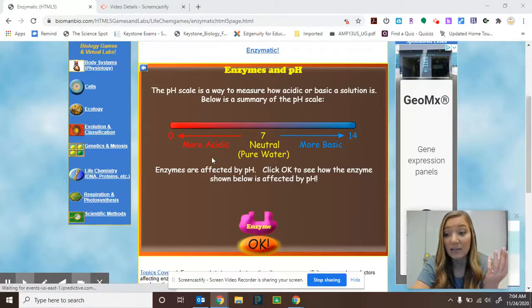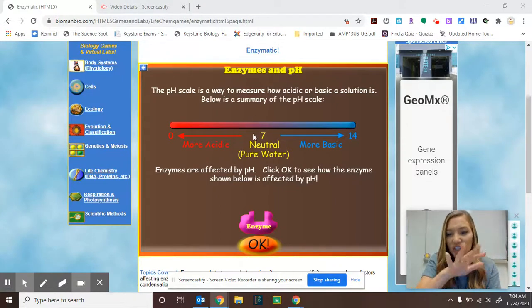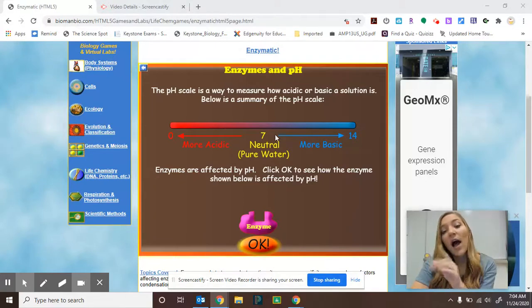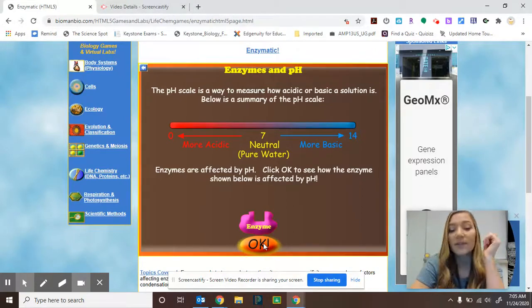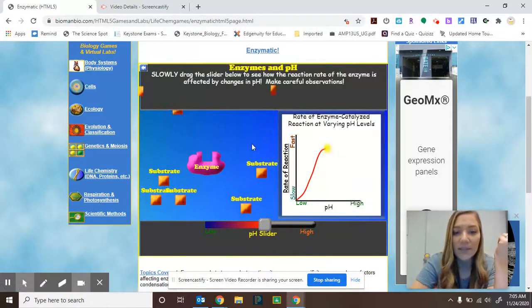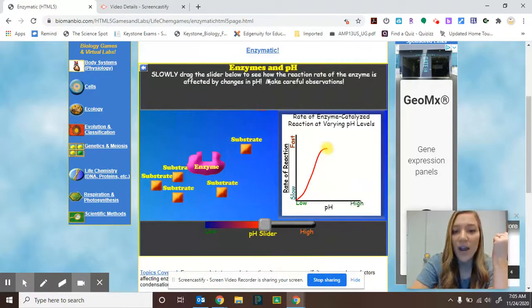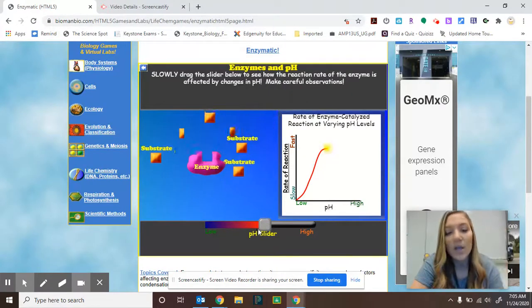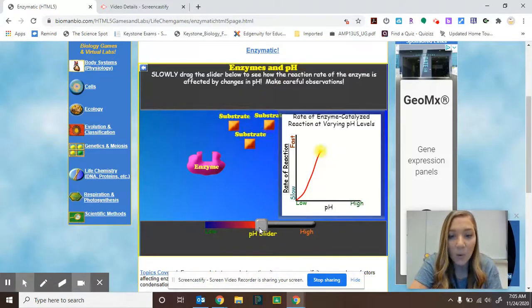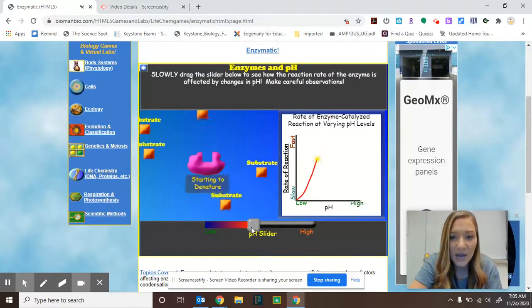Okay, hydrochloric acid is really acidic. 7-ish is like neutral. That's water, good water. Okay, and then over here on this scale, up closer to 14 is basic, like toilet bowl cleaner or bleach. Okay, very basic. So some of those things are going to have an effect on our enzymes. So here's my enzyme working with the substrate. We're going to slowly drag this slider to see how the pH change affects my enzyme. So I'm going to make the pH go down. That means more acidic. So as I slide this down, guys, look at my graph.